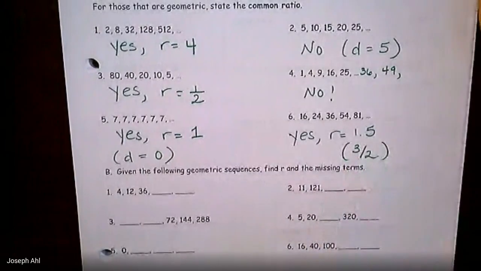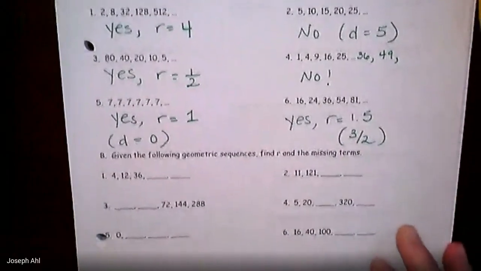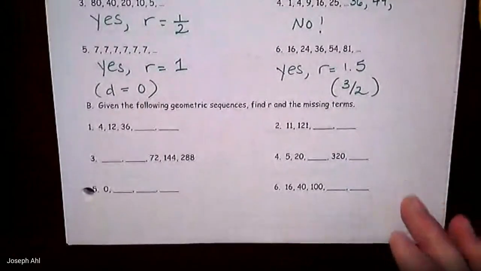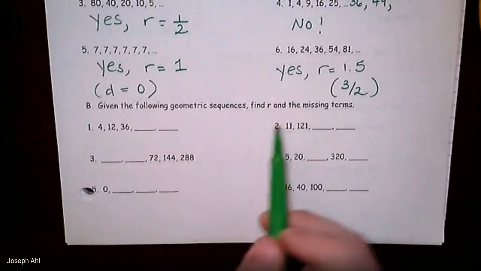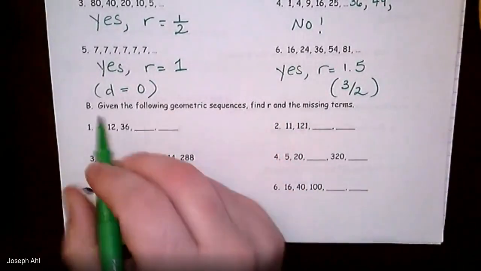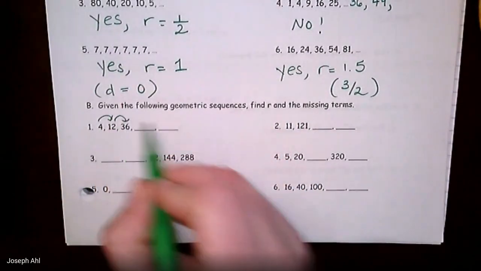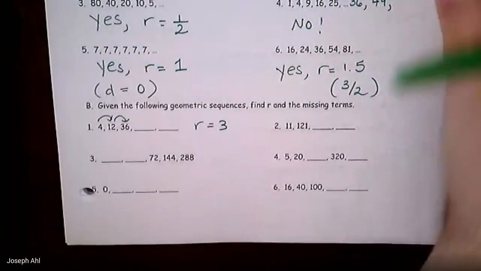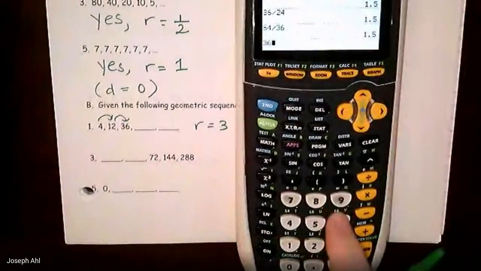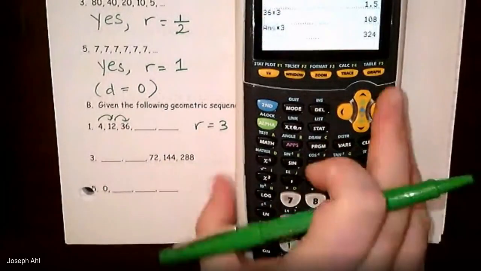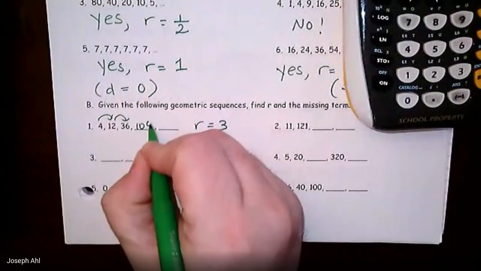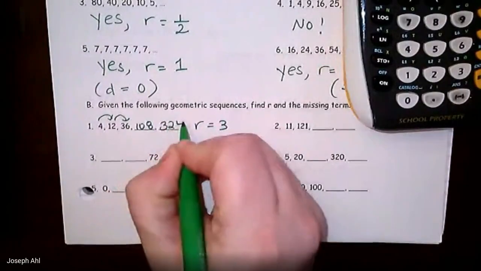All right, now that we have a better understanding of geometric sequences, in this section we're going to figure out what the value of r is and then fill in the missing blanks. In number 1, to get from 4 to 12 and 12 to 36, we're multiplying by an r value of 3. So if I multiply by 3 again, 36 times 3 is 108. Times 3 again would be 324. So we can fill in those missing blanks.